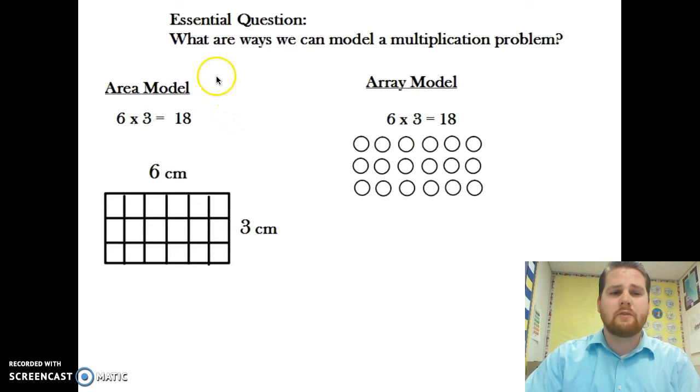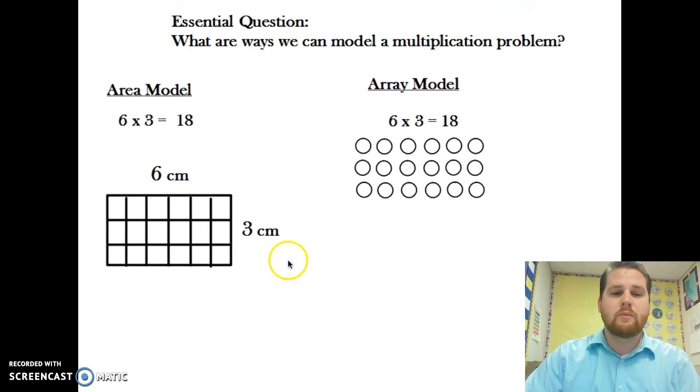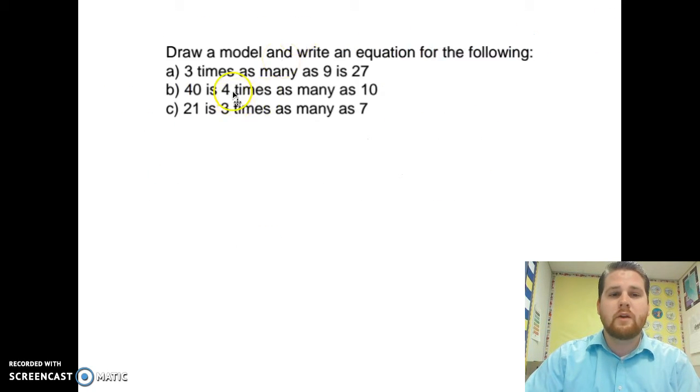So as you can see, we have our area model. Oops, sorry, just move the screen. We have our area model, we have our array model, and these will be our 2 ways to model a multiplication equation. If I go to our next page, now I have an example.